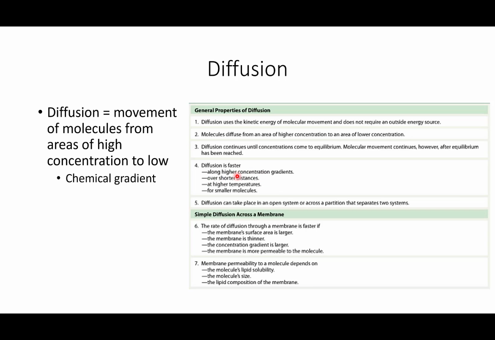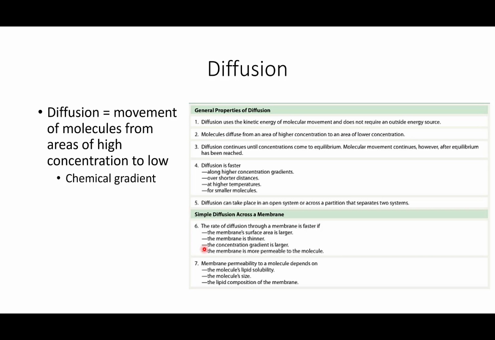Diffusion is faster when we have higher concentration gradients, right? If we're moving a shorter distance, it's going to be faster. At higher temperatures, we increase the kinetic energy in the molecules. They vibrate faster, so that'll increase diffusion. And if we have a smaller molecule, that will also increase diffusion. Okay.